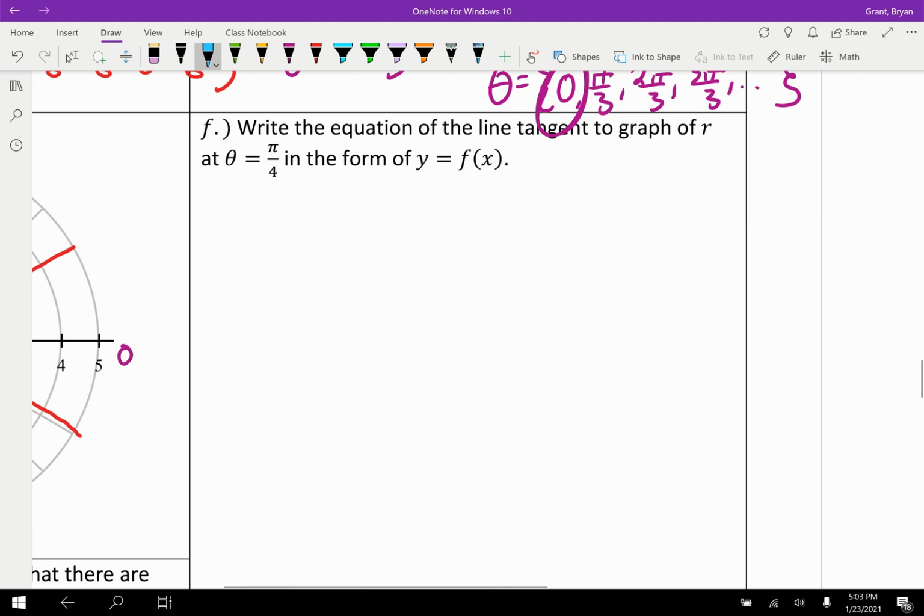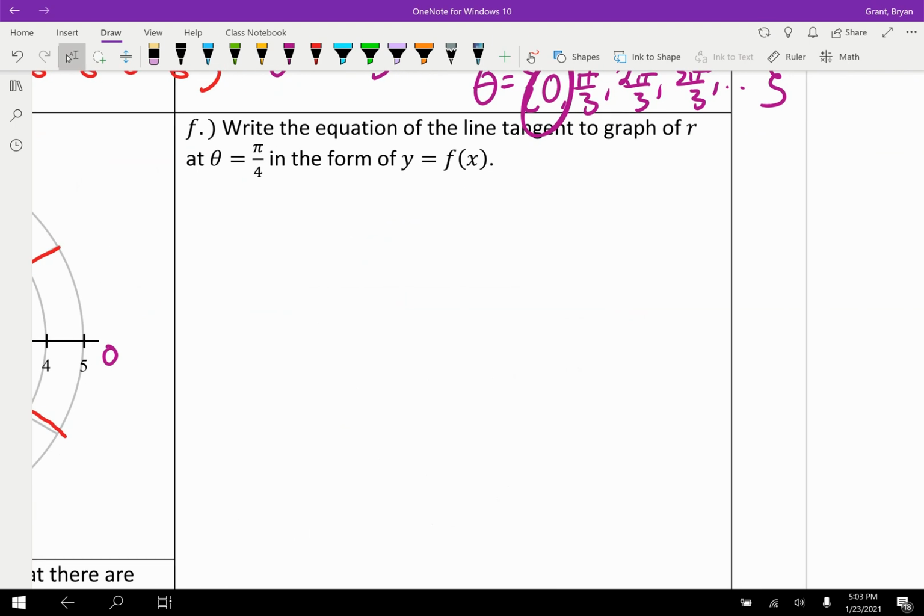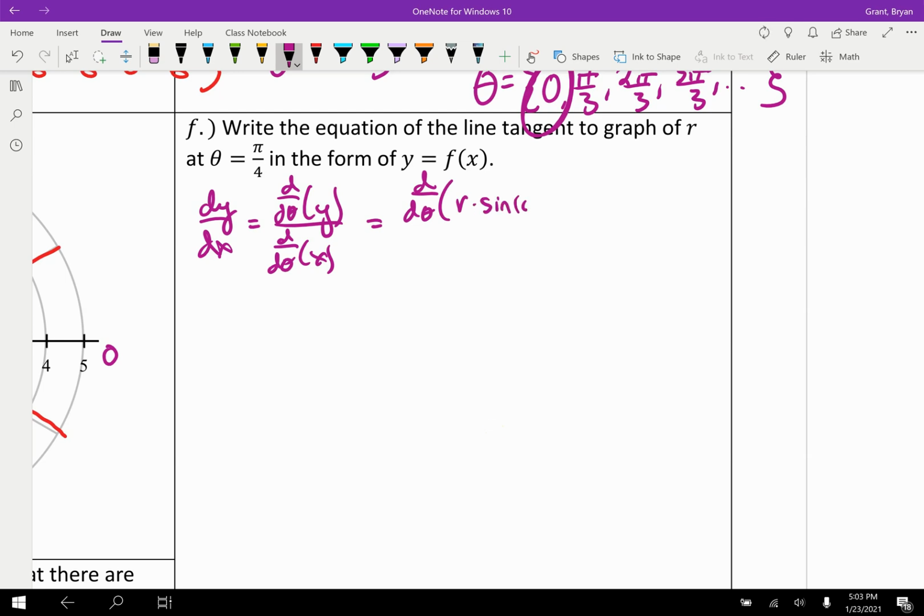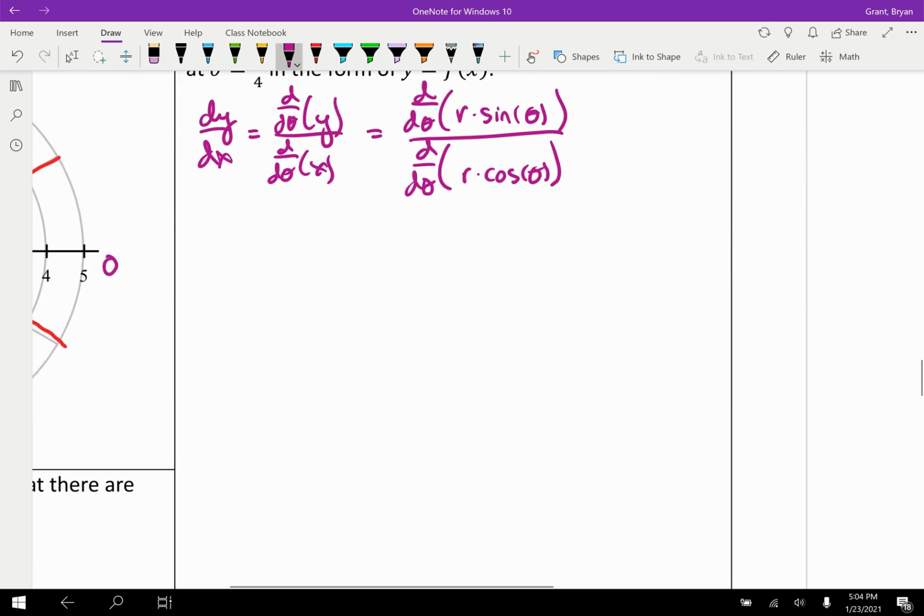Last but not least, write the equation of the line tangent to the graph of r at theta equals pi over 4. Ooh, this is a dy dx problem. Here we go. dy dx is found by doing d d theta of y over d d theta of x. And we need to remember that y is the same as r sine of theta, and x is r times the cosine of theta. Again, I never have this memorized. I always have to write it out.